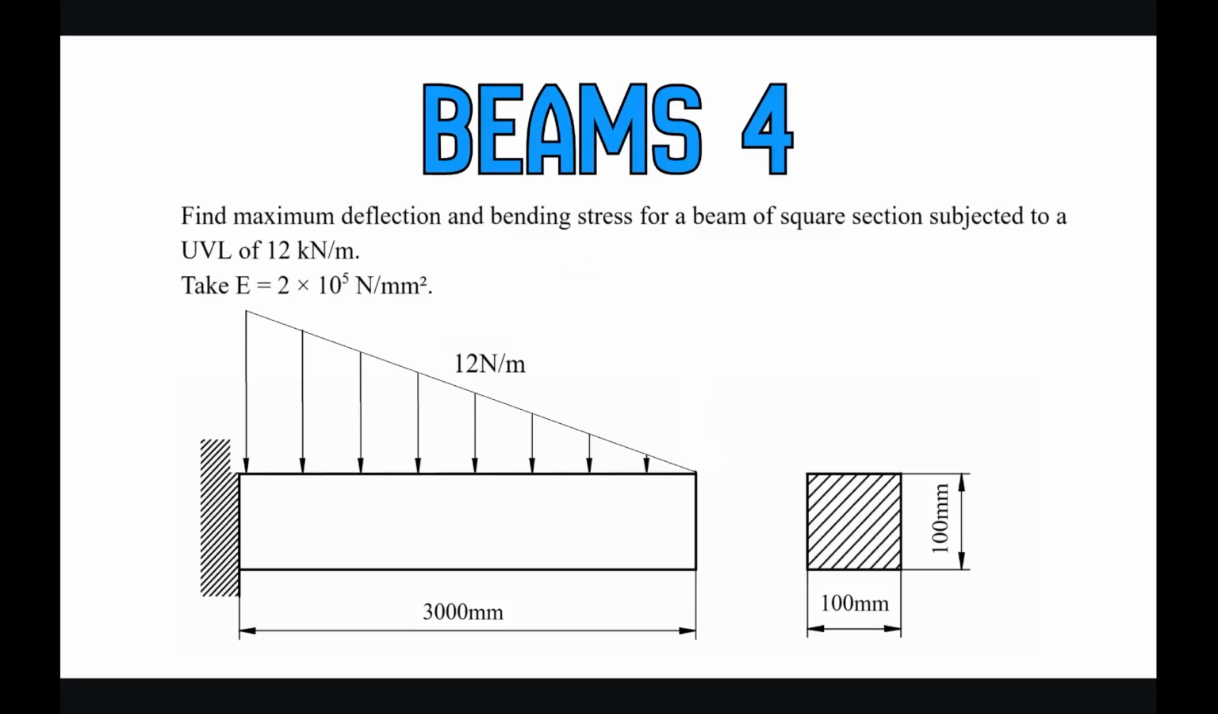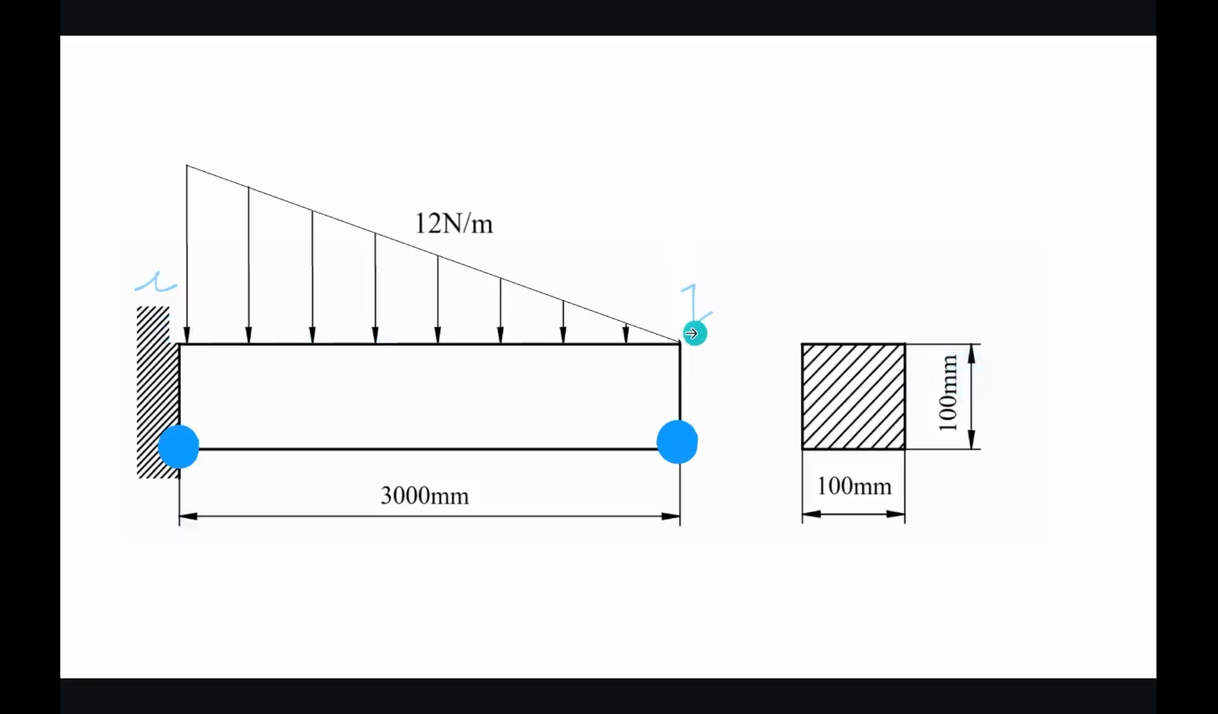Hey guys, welcome back. So in this video, we'll be discussing the fourth problem of beams. This problem is based on a uniformly varying load. A load of 12 Newton per meter is acting uniformly with a varying load from node I to node J.